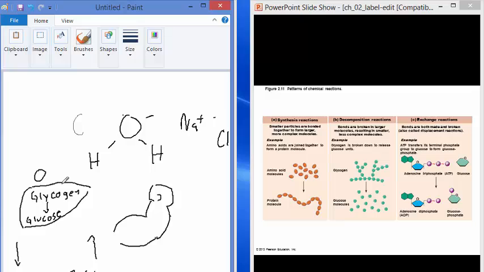You can also have an unequal or equal share of electrons within covalent bonds. This shows how you have kind of an equal share of electrons, so carbon and oxygen, for example.